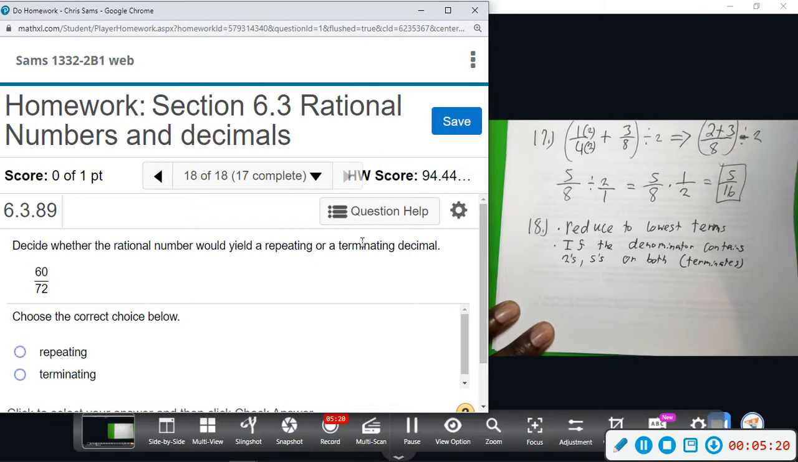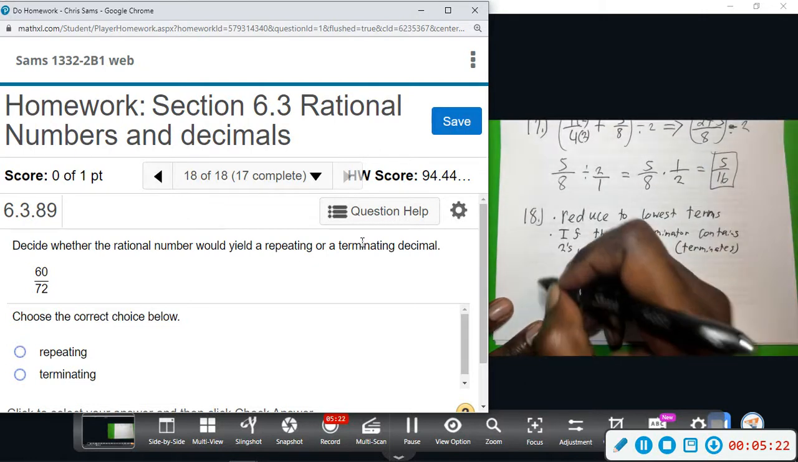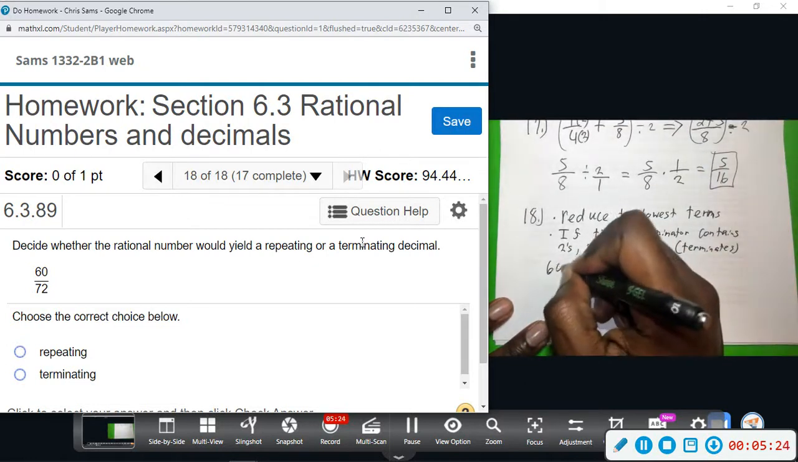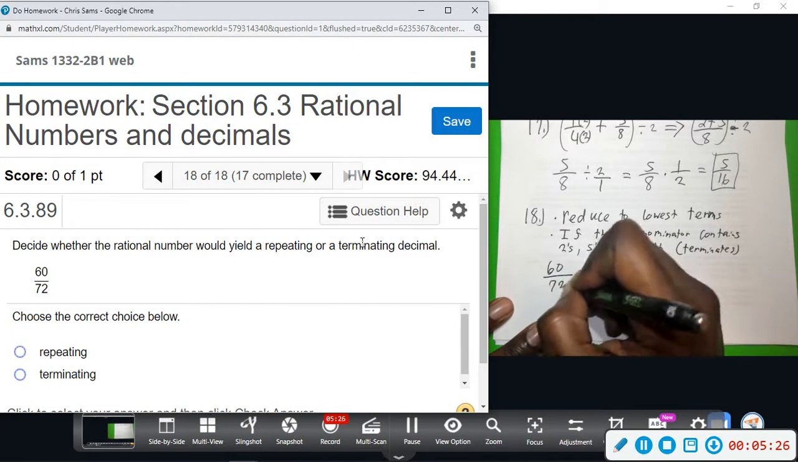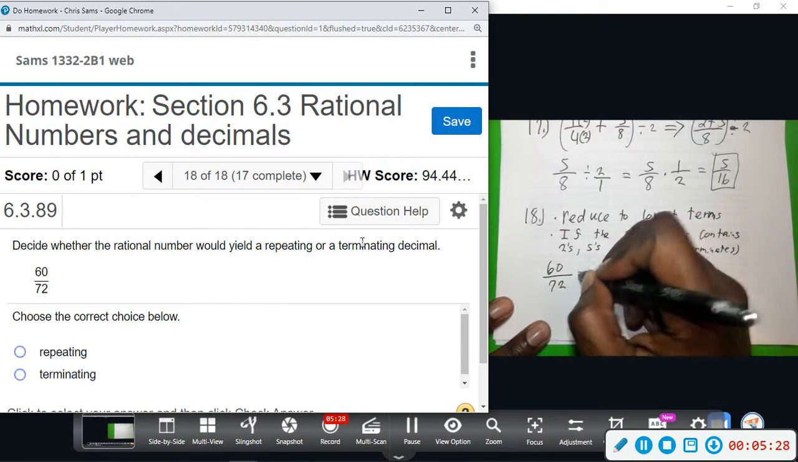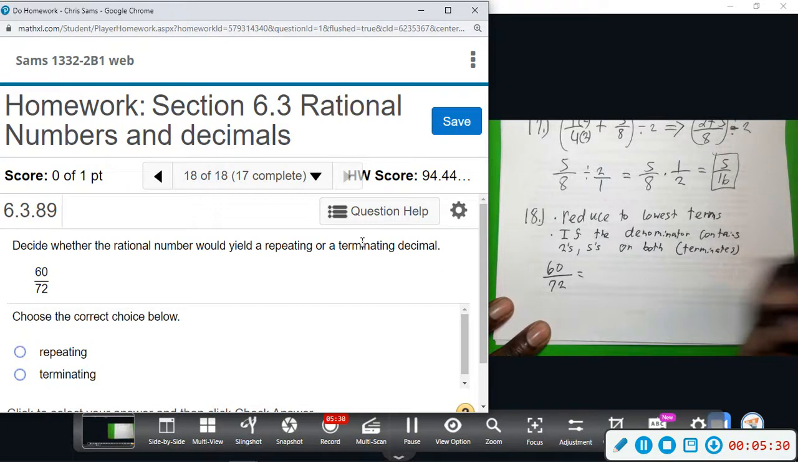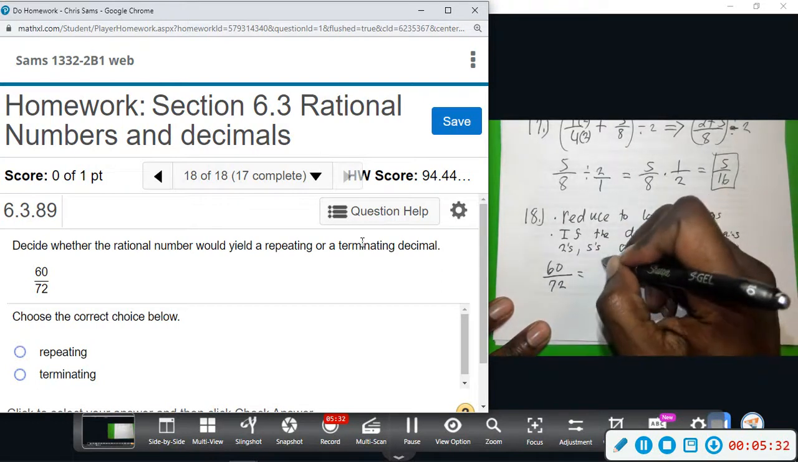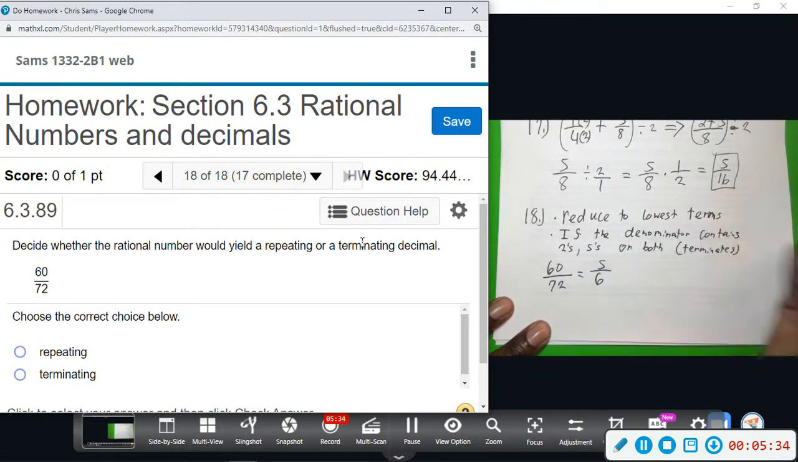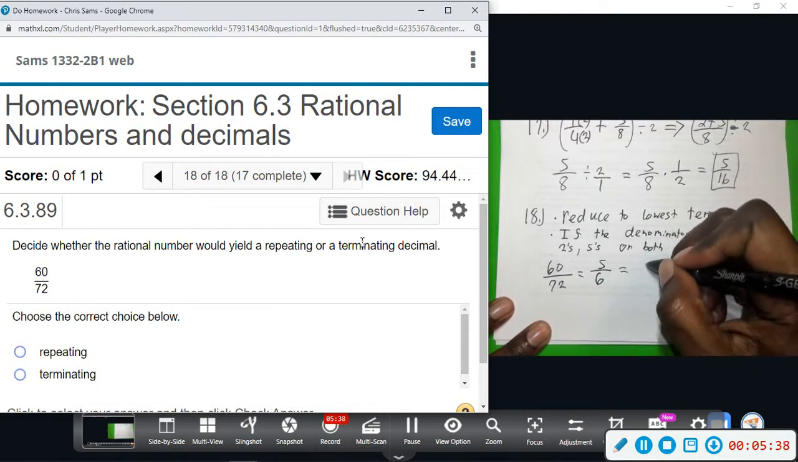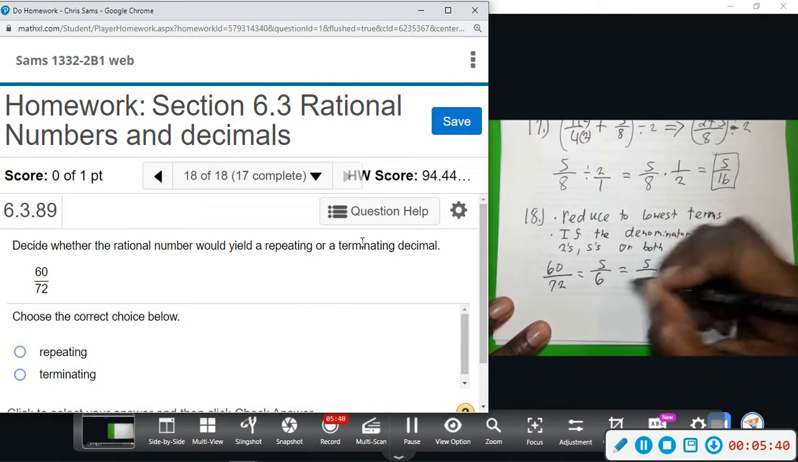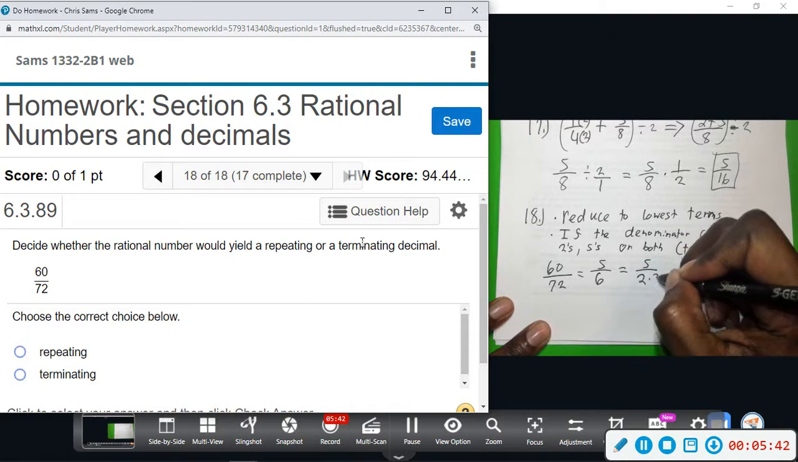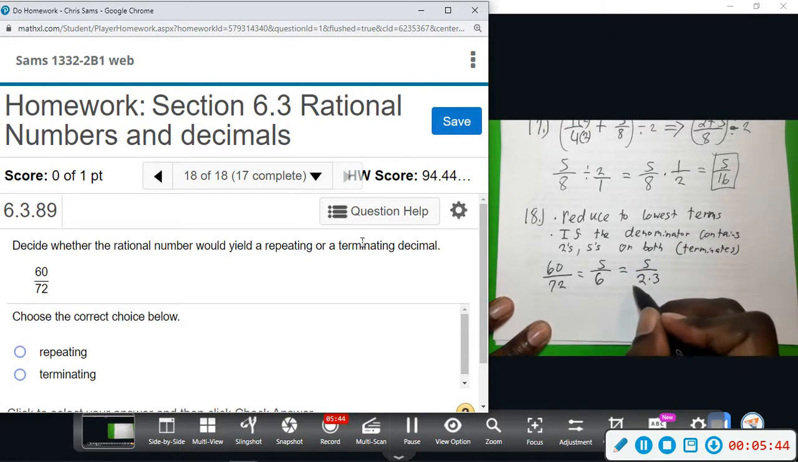So we're going to break the denominator down, or reduce this fraction. So 60 over 72. Both divisible by 12. That would give us 5 over 6. Alright. So the denominator is 6. Alright, so 6 can be broken down to 2 times 3. So the denominator needs to be 2's and 5's only.